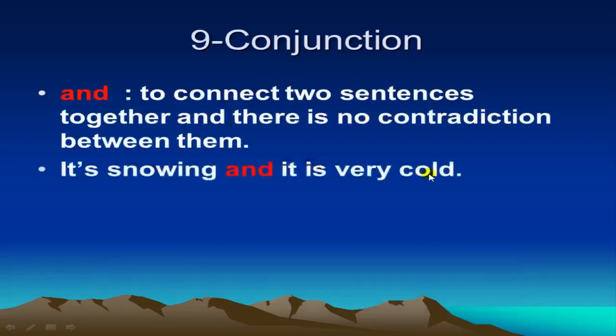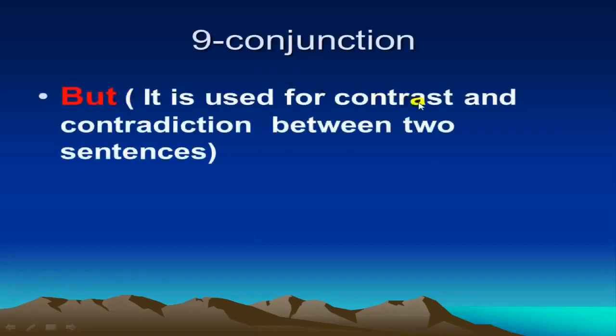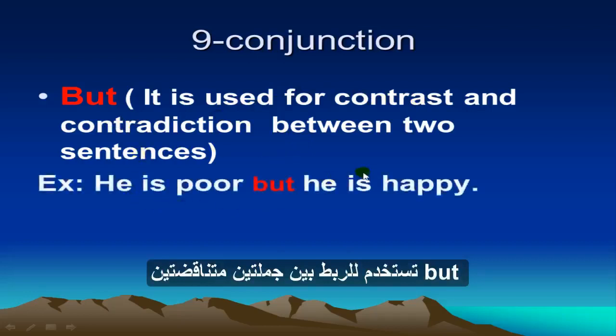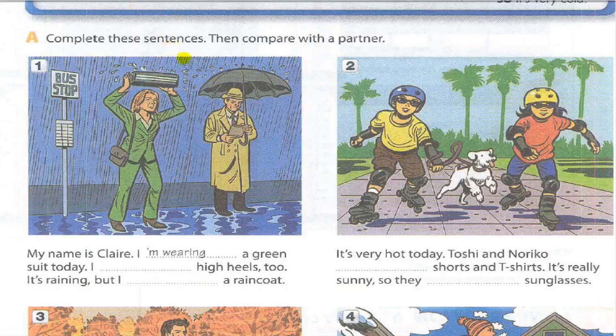It's snowing and it's very cold. So it's snowing. It means cold. It's very cold. It's snowing. Use and. It's snowing, one sentence. It's very cold, sentence two. Use and. It's snowing and it's very cold. But is used for contrast. Contrast and contradiction, opposite. The opposite between two sentences. Example: he's poor, but he's happy. You complete the sentence.